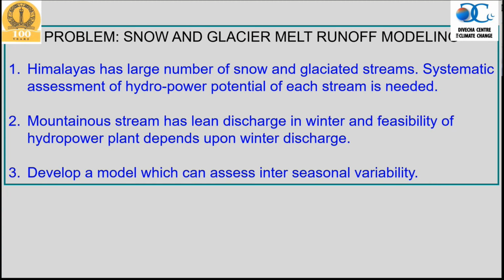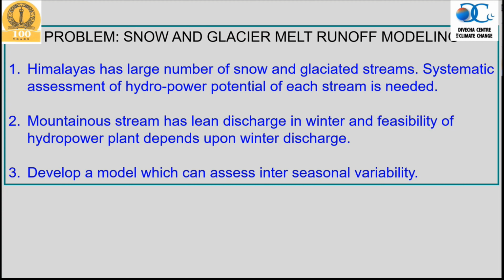They said there were a couple of issues in the 90s which they were facing. Himachal Pradesh has a large number of snow and glacier streams, and a systematic assessment of the hydropower potential of each stream is needed. There was no idea at that time. They had the geographical area of each stream, that is the basin area, but how many glaciers there were and how snow cover was changing, there was no idea. Sitting in a state capital or national capital, you have no idea how much power each basin will generate.